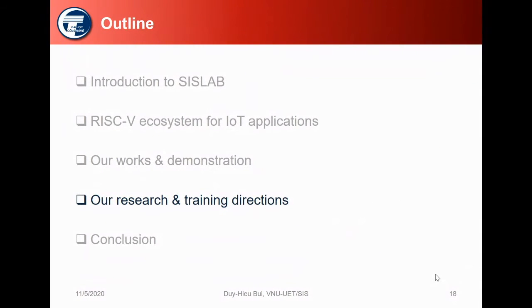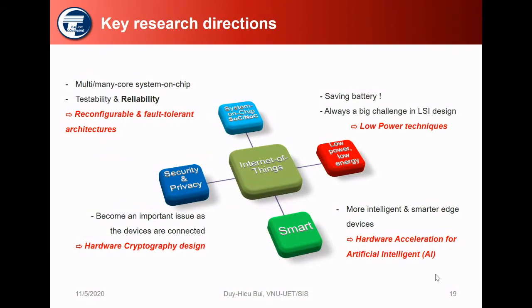So next, we would like to present our research and training direction. We go back to the key issue of the IoT. For IoT, we think that multi and many core system on chip will be important to provide different workloads. They also need testability and reliability. So one of our directions is working on reconfigurable and fault-tolerant architectures for processors. For the low power part, we also try to develop some low power techniques from the architectures to implementation.